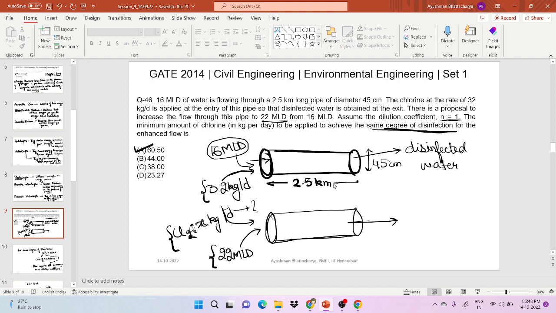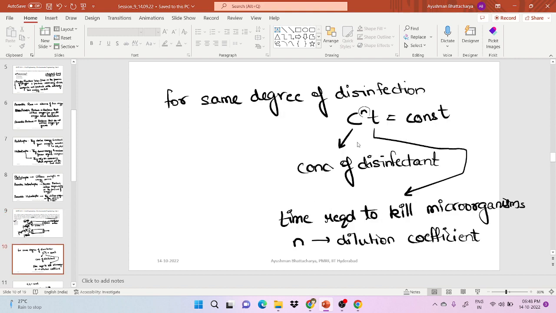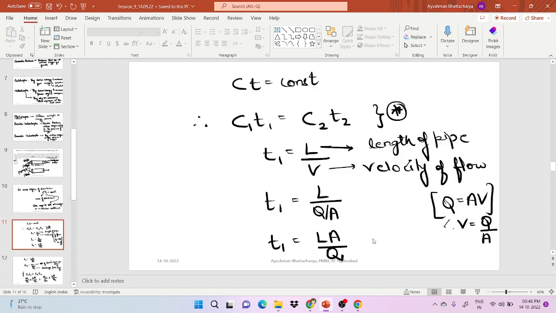To achieve the same degree of disinfection, I discussed the C to the power N times T equals constant, which is the Chick-Watson law. So whenever a question comes on disinfection, always think of the Chick-Watson law. C is the concentration of disinfectant, T is the time required to kill microorganisms, and N is the dilution coefficient, which in the question is mentioned as 1.